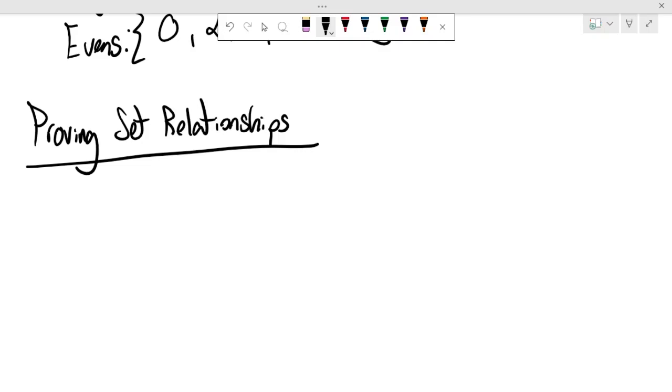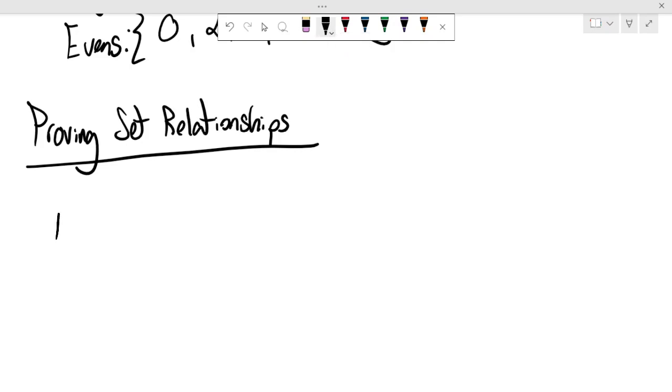So now I want to go through the process of doing a proof that involves sets, because they all follow the same logic, which is that we want to basically take an arbitrary element out of one set and show that it's in another set. So we'll do this just by going through a few proofs.